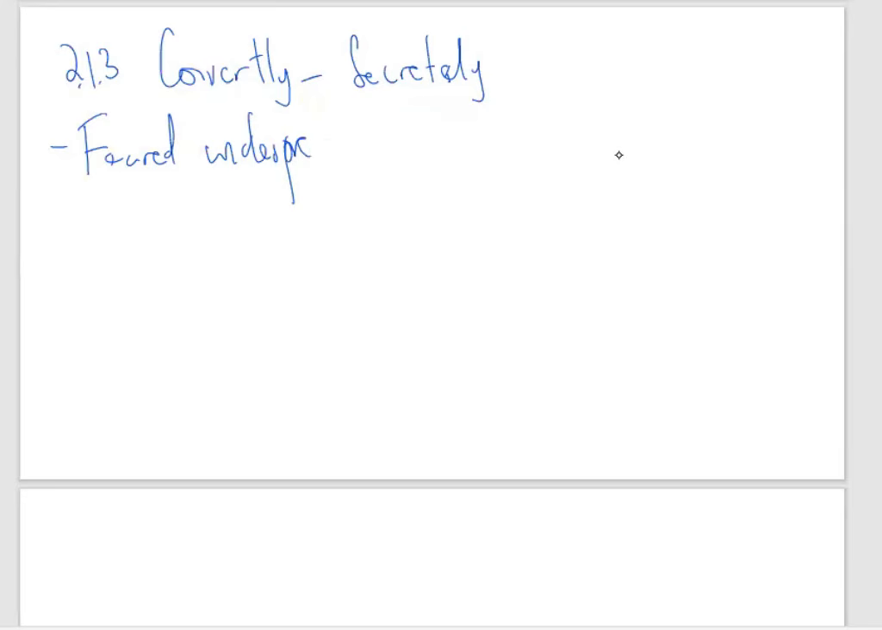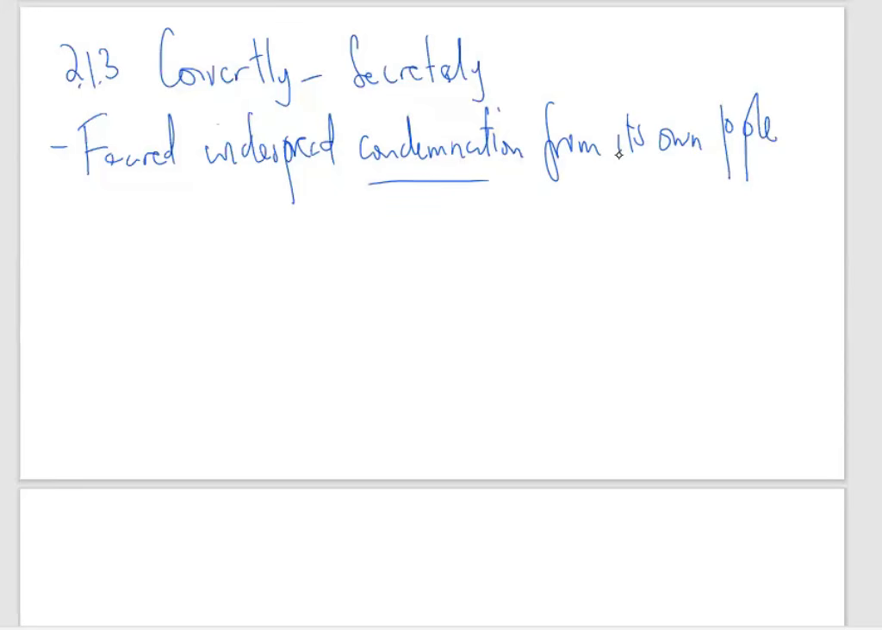widespread condemnation from its own people. Why would it face condemnation from its own people? Remember, America was involved in Vietnam War.